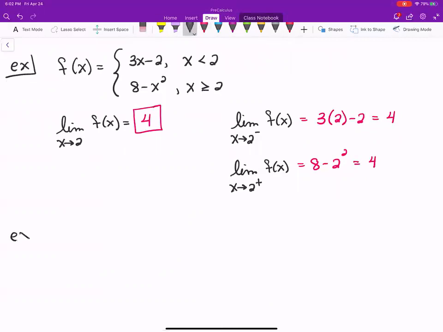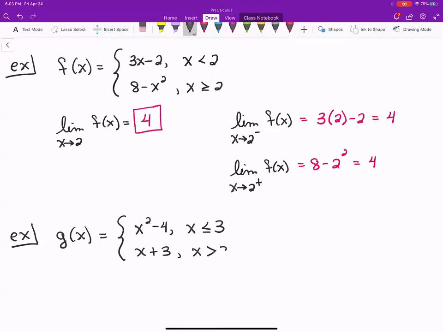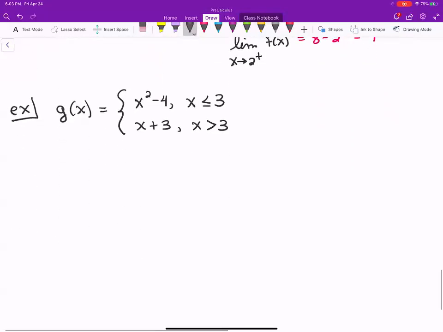So now one for you to try. And then we'll call this one g just for something different. So g of x, we'll have it be a piecewise defined function, x squared minus 4 when x is less than or equal to 3, x plus 3 when x is greater than 3. And surprise, surprise, I'm going to have you find the limit of g of x as x approaches 3. Okay, I hope you got it.